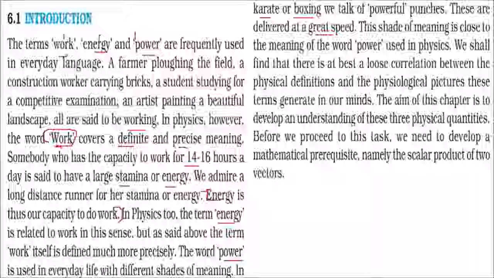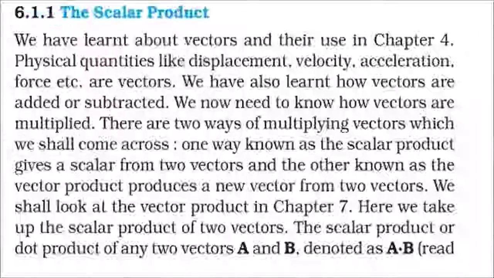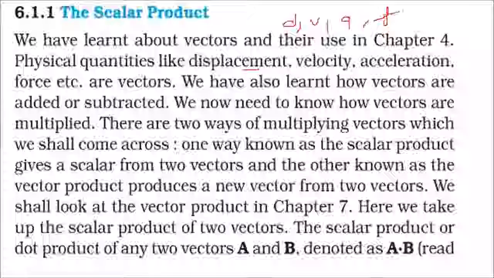So we'll see that there is a correlation between all these words, that is work, energy, and power, how they are related, what are the definitions, what are the physical quantities that they represent, and how they are related. Before we go ahead, let us know the scalar product of two vectors. Physical quantities like displacement, velocity, acceleration, and force are all vectors, and we have already seen how to add and subtract vectors. Now we'll see how we can multiply vectors.